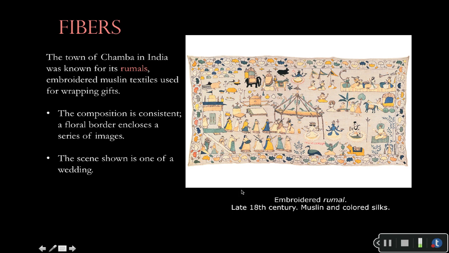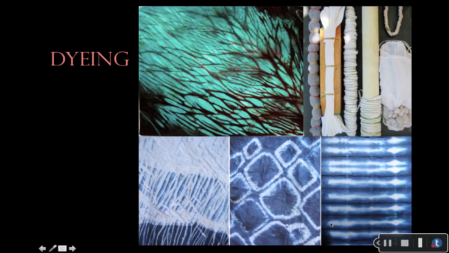But in the late 18th century in India, this is the type of wrapping paper you'd get if you were receiving a gift. This would have been a gift for a wedding. The composition suggests that, because here we see a scene of a wedding. And this whole thing is embroidered and would have wrapped a gift. So you would have received your gift in a beautiful embroidered textile like this.